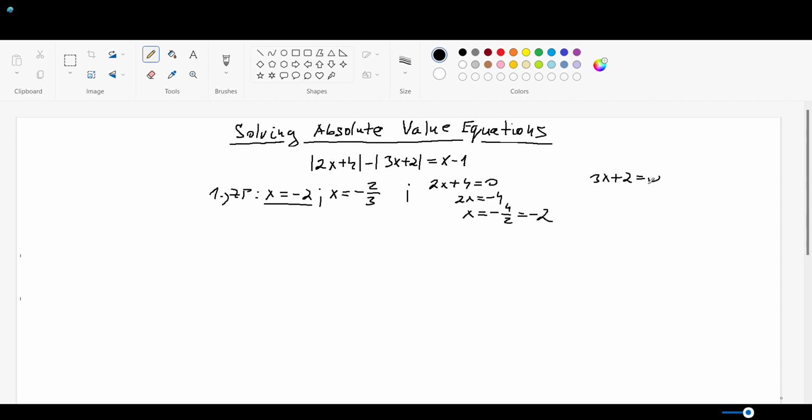And let's see the second one, 3x plus 2 is equal to 0, which means 3x is equal to negative 2, which means x is equal to negative 2 over 3. So we are okay here as well.